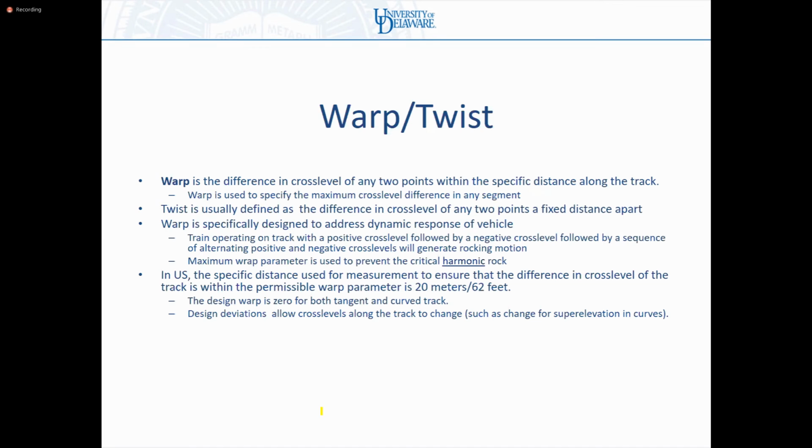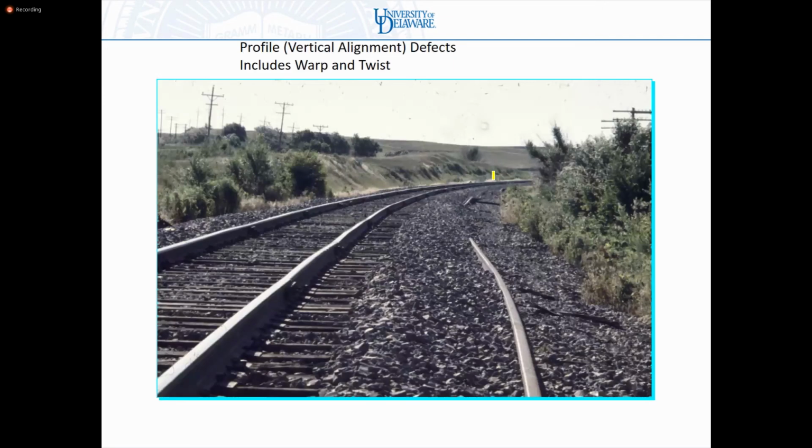So let's talk about warp and twist. Okay, so in the British derailment we talked about twist. Twist is defined as the difference in cross level in any 2 points at a fixed distance apart. So remember, they had a 3-meter twist and they had a 14-meter twist. Basically, I go down the track and I say, here's 3 meters and here's 3 meters. And I look at the cross level here, and I look at the cross level here, and I subtract the two, and that's my 3-meter twist. And I go down the track doing that.